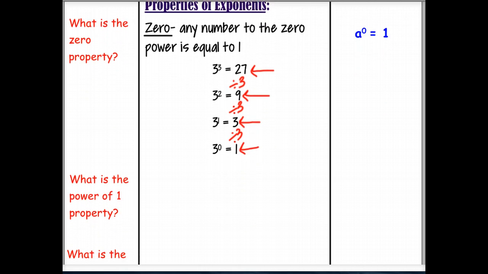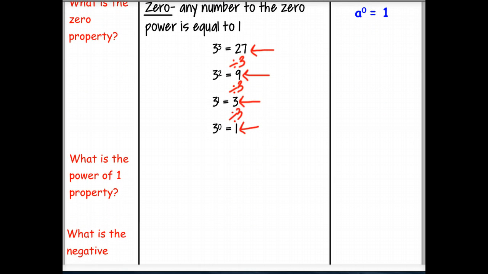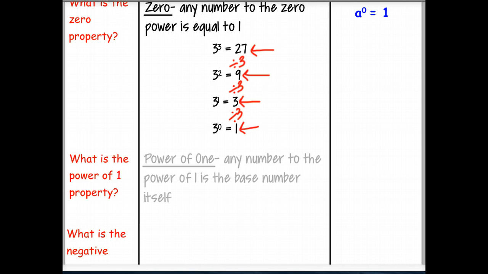The second property is the power of 1 property. The power of 1 property states that if we have any number that is to a power of 1, the base number is the answer. So a to the 1, or a to the first, is equal to a.